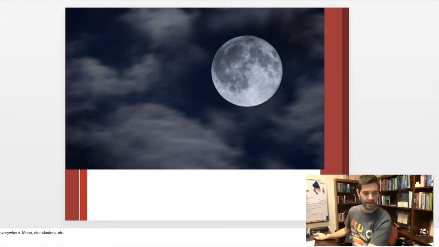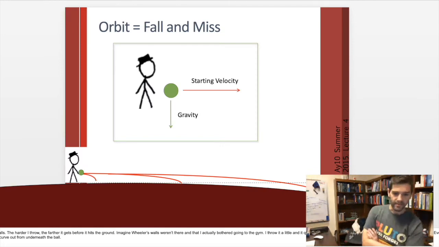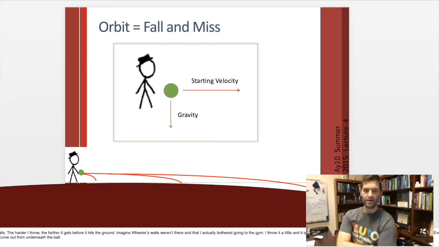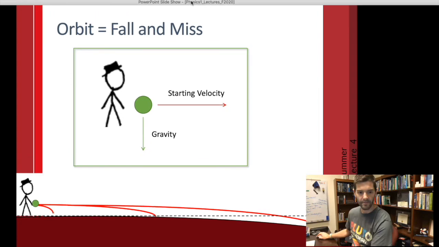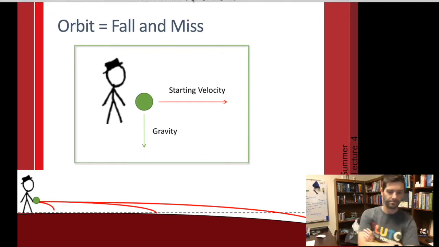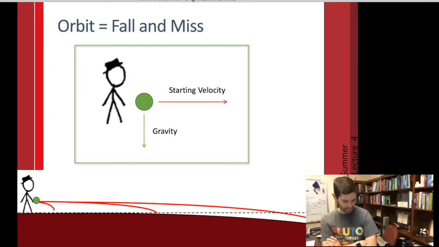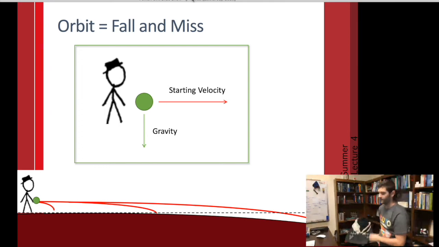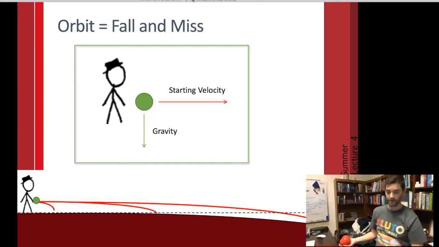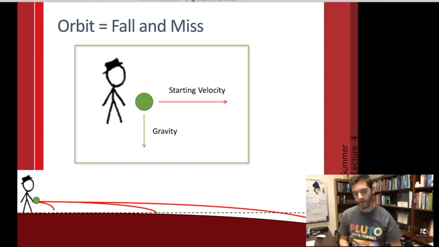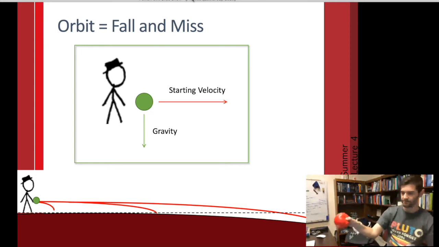And so he came up with a plausible idea for what we call an orbit. The idea behind an orbit is that it can be thought of as a fall and a miss. I guess you're seeing the edges of my slides. We can think of an orbit as a fall and a miss. So here is his idea. Suppose I take this apple and I throw it out in front of me. Gravity from the Earth will pull it down towards the ground and it'll eventually fall and hit the ground. All right, now suppose I throw it a little faster. It goes out even farther until it falls and hits the ground.